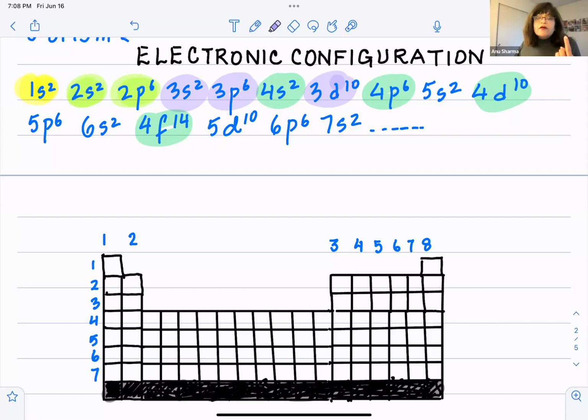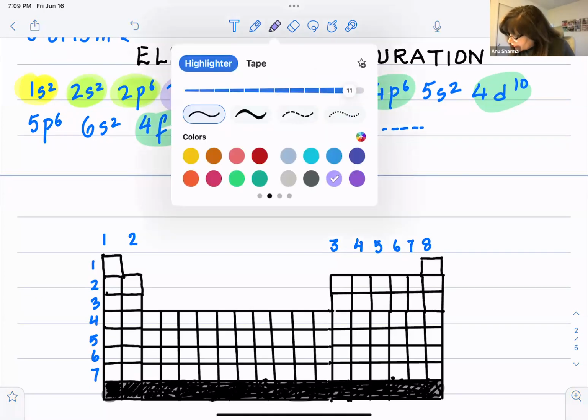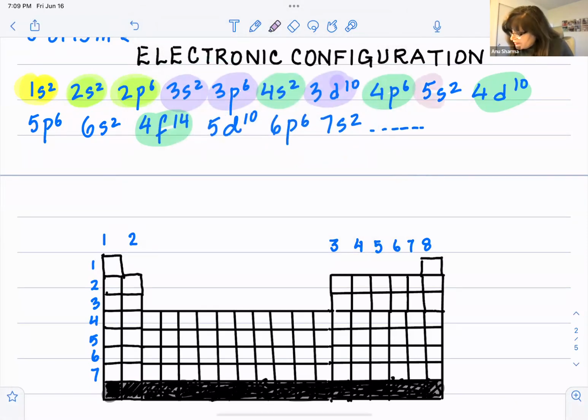First energy level, only one subshell. Second energy level, two subshells. Third energy level, three subshells. Which ones are those? 3s2, 3p, and 3d. Fourth energy level has four subshells: 4s2, 4p, 4d, and 4f. Fifth energy level has five subshells. Let me get a different color. Okay, so 5s, 5p, 5d, and then 5f also.